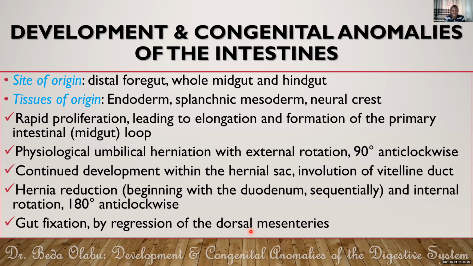Anything that does not have a dorsal mesentery is retroperitoneal. So these ones are retroperitoneal. As long as they're in the abdomen, they are retroperitoneal. And that's why duodenum, ascending colon, and descending colon are retroperitoneal organs. They do not have a dorsal mesentery.